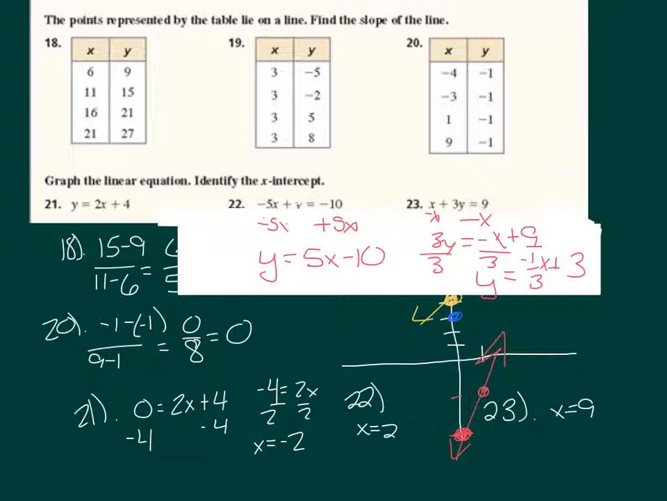So here's positive 3, and then I'd go down 1, right 3, about right there. Okay, and so there's the line for number 23. Again, it's kind of a rough sketch, but you guys should have been able to follow along with that.